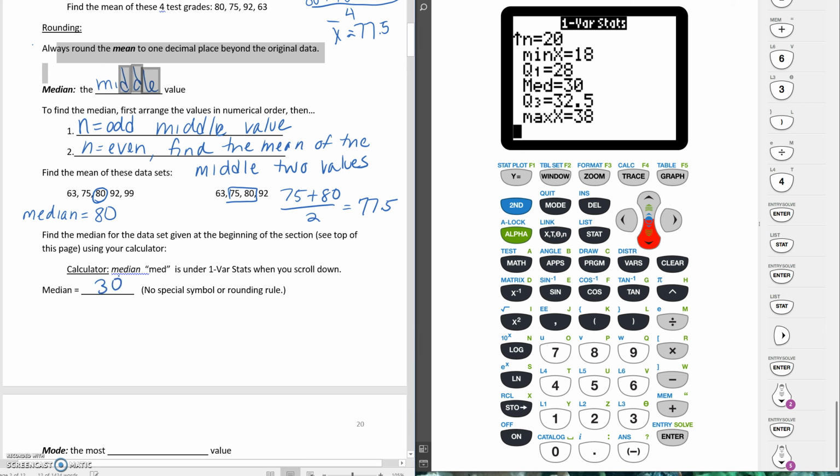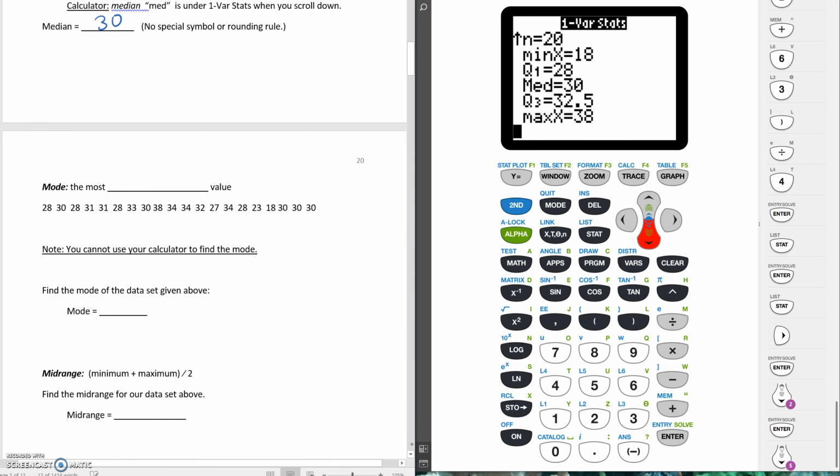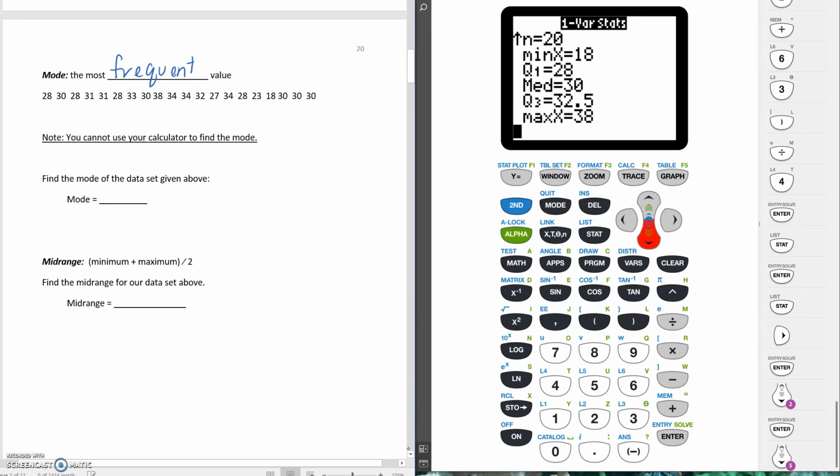And the median, like I said before, doesn't have a special rounding rule, and it also does not have a special symbol. Now, the mode is the data value that occurs the most, so it's the most frequent value. This is one that the calculator doesn't help us find, unfortunately. So when we have these data values above, we want to see which one occurs the most. If we look at the number of 30s, there are 5 30s in here and none of the other values. So here the mode is 30.